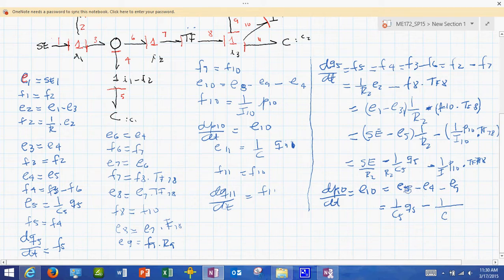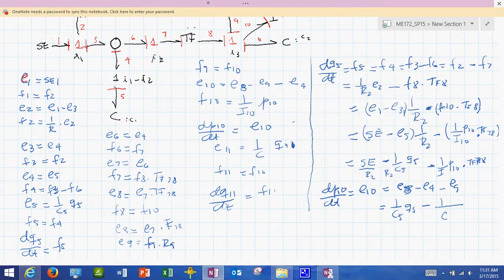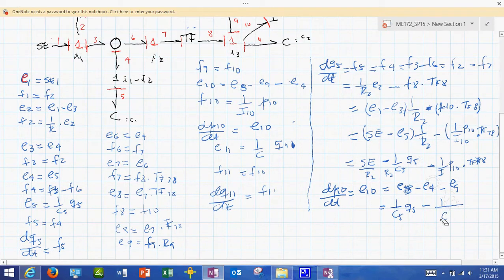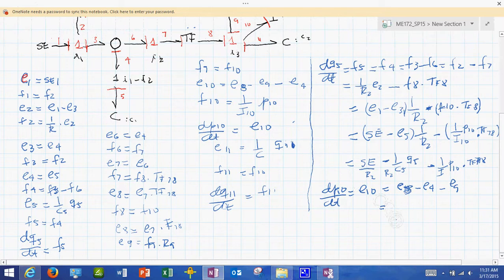This is E sub 8 minus E sub 4 and minus E sub 9. So I... 11, I don't think we have done it yet. Let me see. I think we need to erase something here. This E sub 8 is the one that we need to get back. Here's E sub 8.